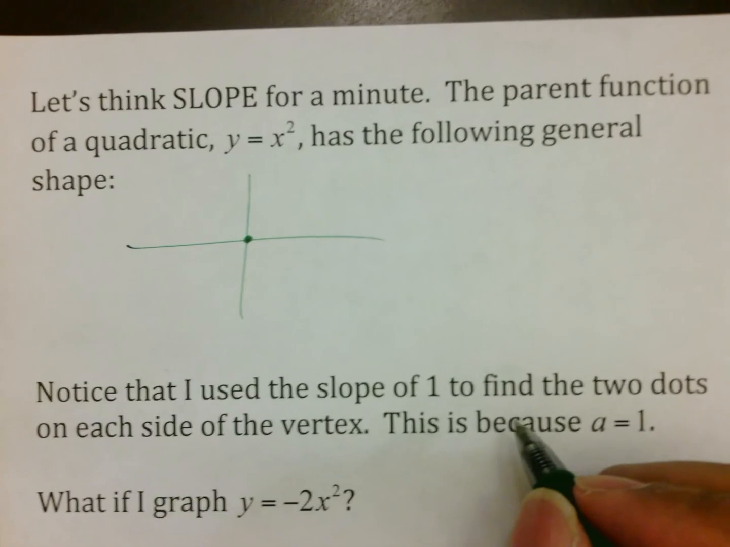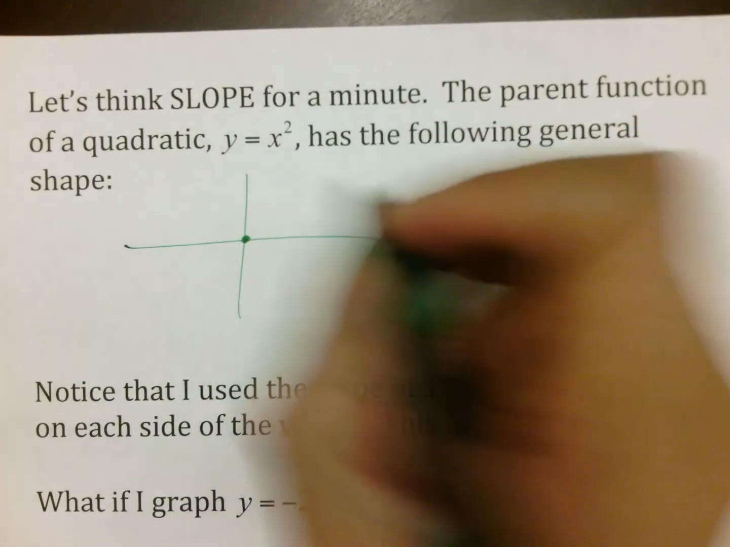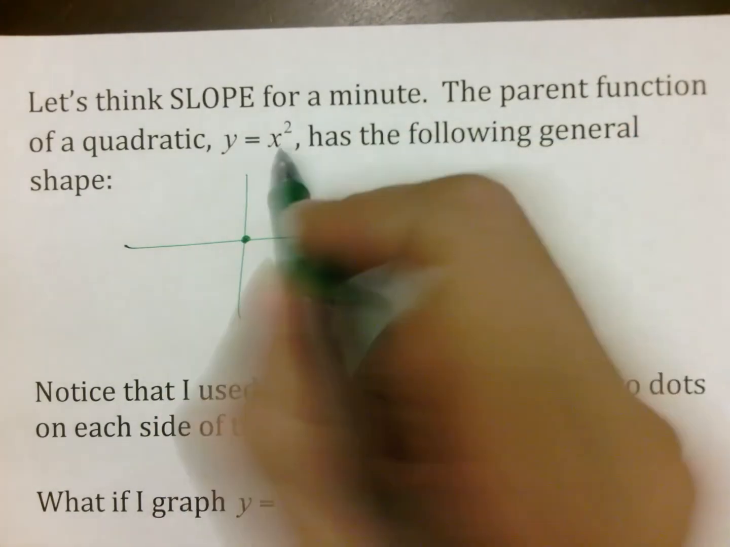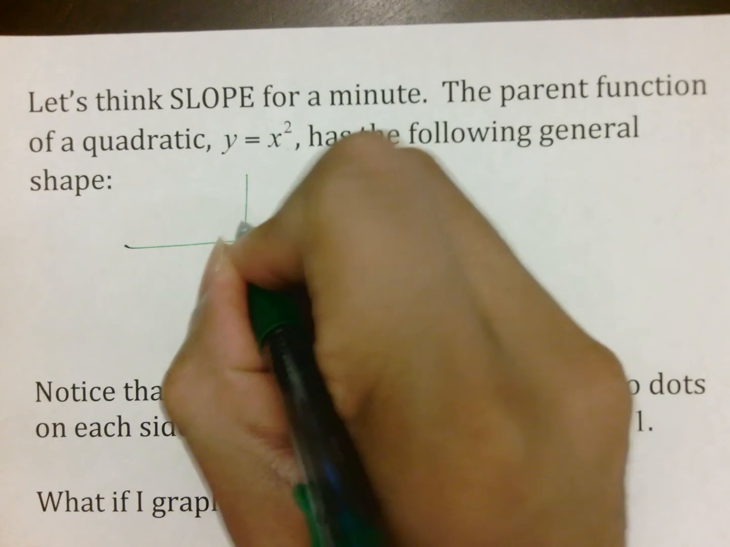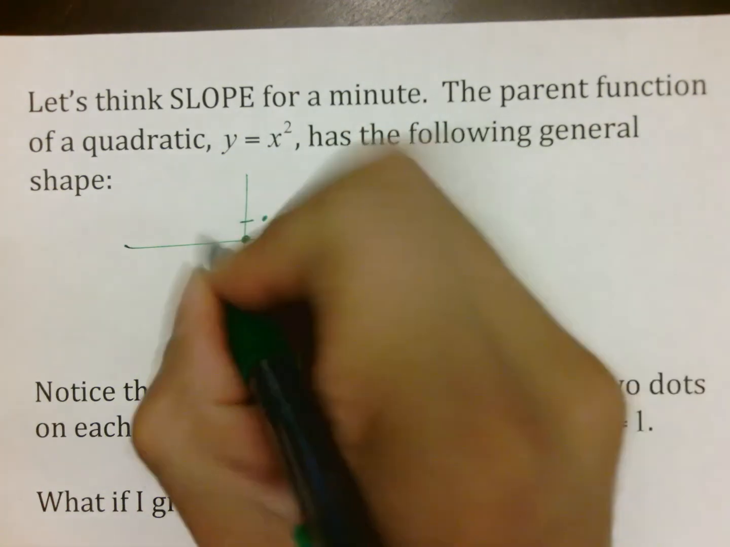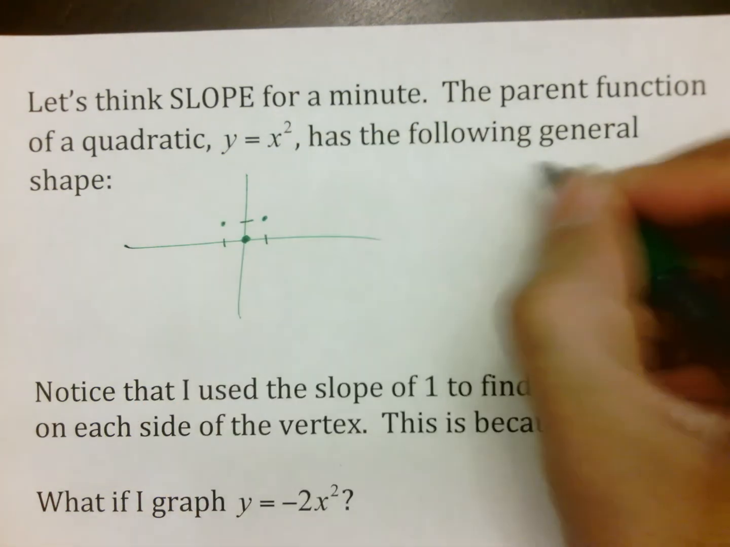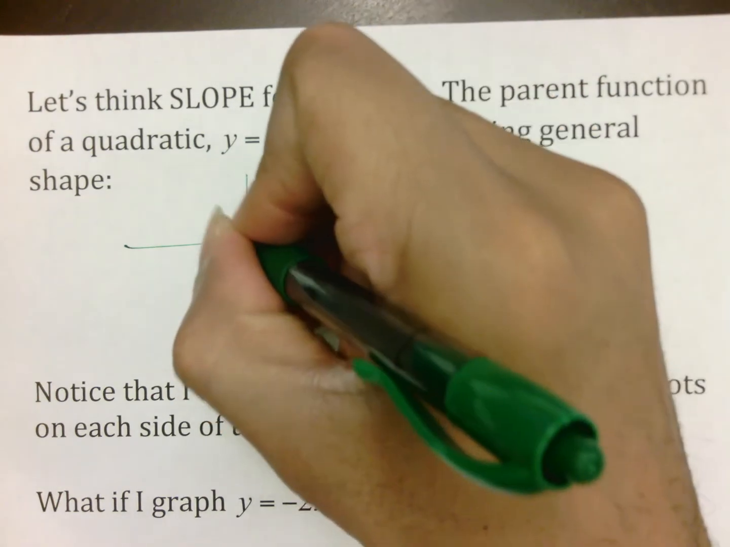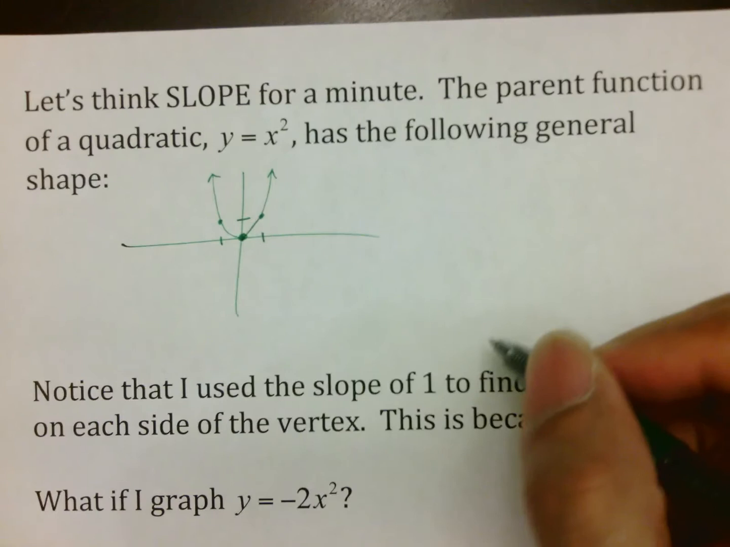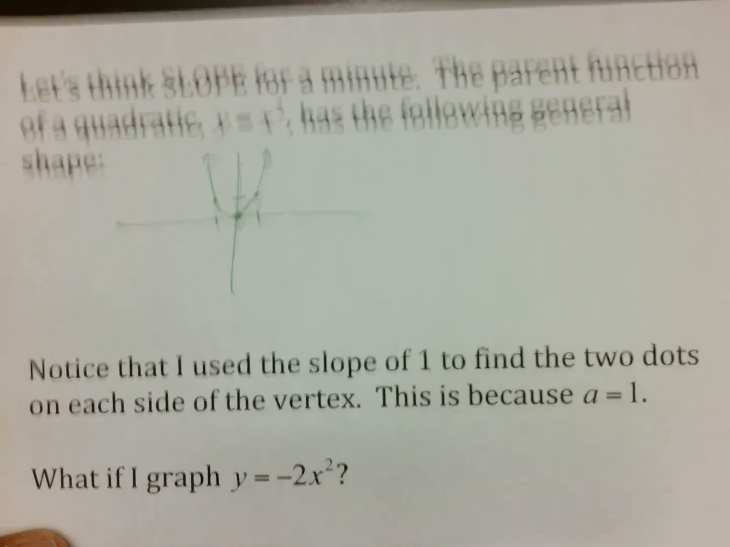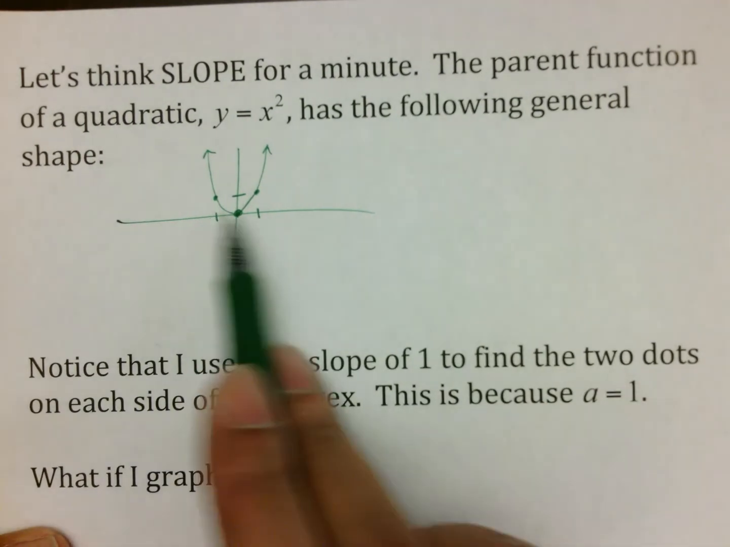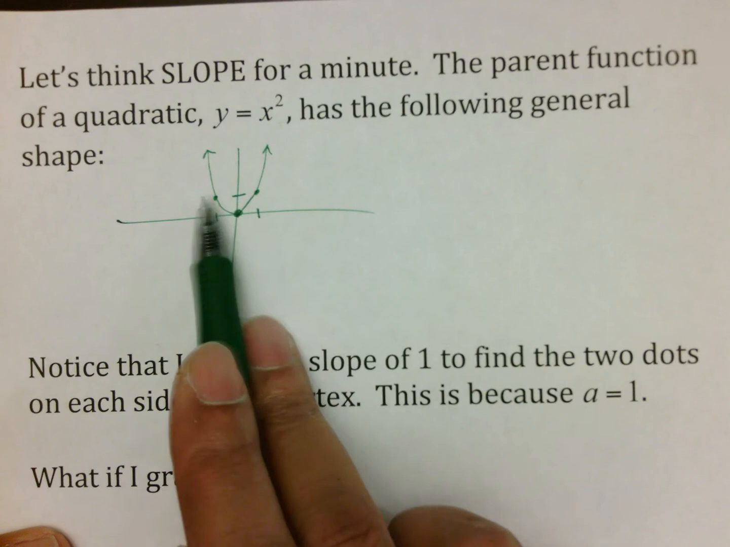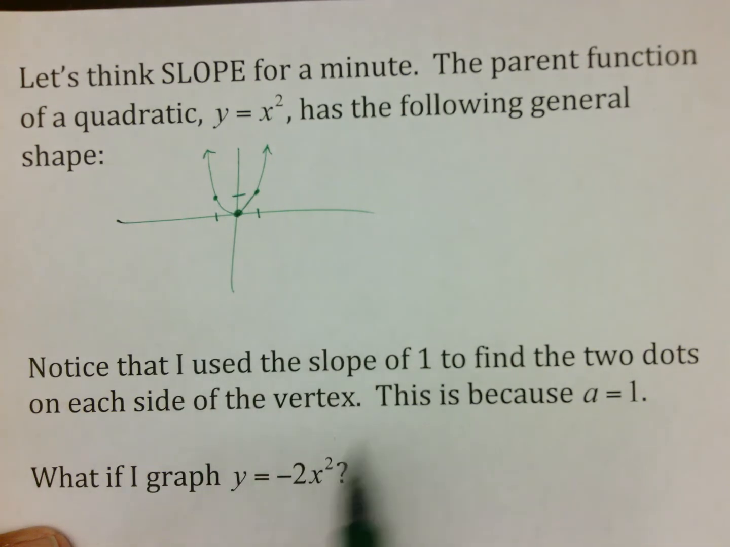When it comes down to actually graphing it, all you have to do in a general y equals x squared graph is go over 1, up 1, and put a dot, go back 1, up 1, and put a dot, and then draw a U shape through those 2 dots. That is your general shape. Notice that I use a slope of 1, up 1 over 1, or up 1, back 1 to find the 2 dots, and that's because A equals 1.